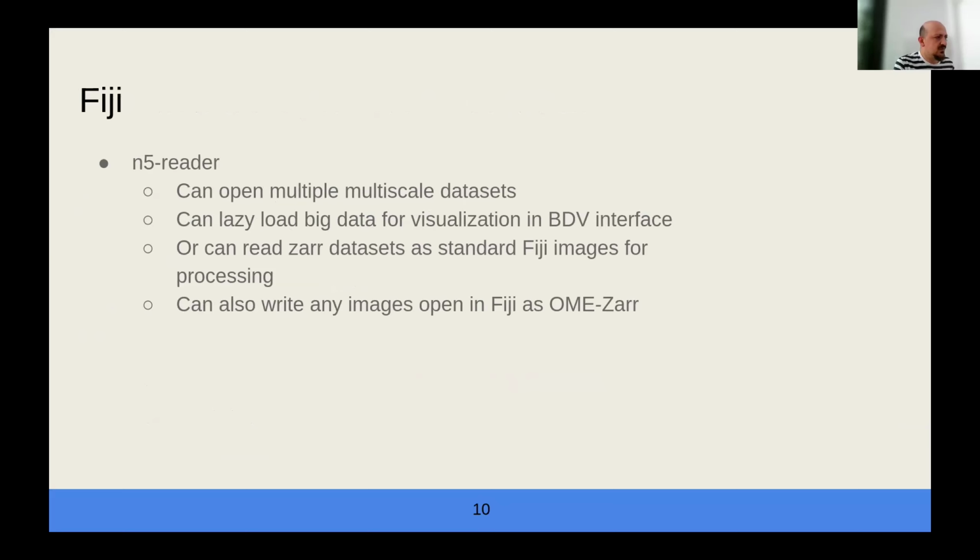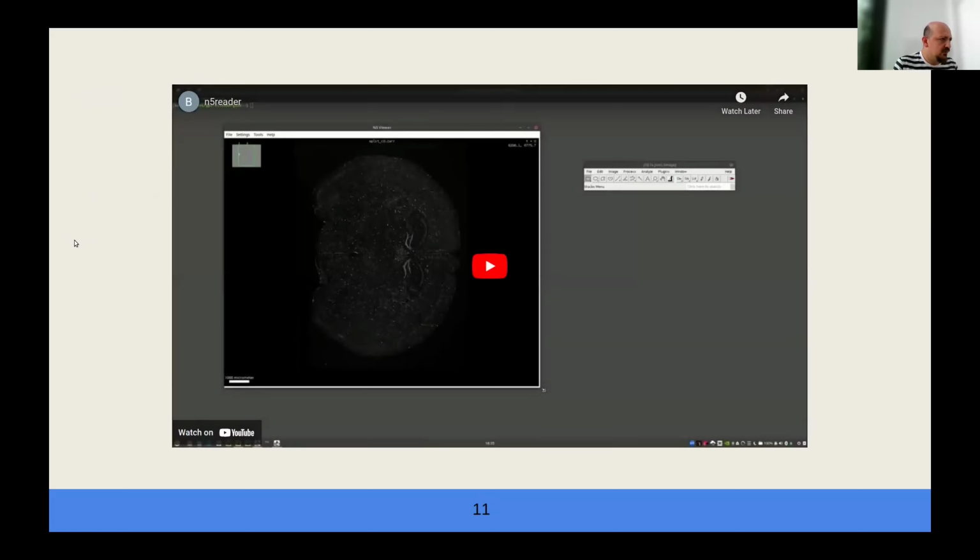One of the latest developments is this M5 reader, and it is not only a viewer, but it allows you to carry out image processing with OME-Zarr datasets. It can read a Zarr dataset into the ImageJ environment and represent it as a standard ImageJ image on which you can perform image processing using ImageJ's various image processing tools, and then you can save it as OME-Zarr. It also has an integration with the BigDataViewer interface, so you can open your very large OME-Zarr datasets in the BigDataViewer interface. I have a video for this actually.